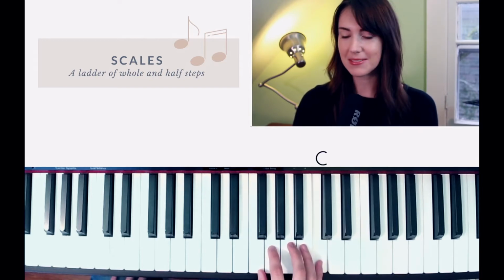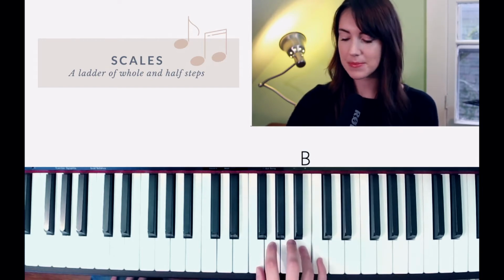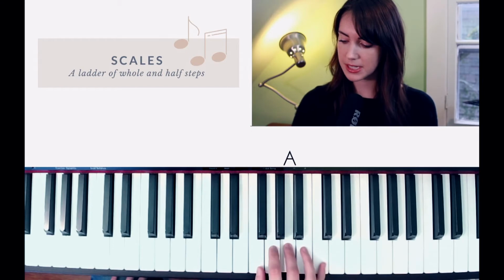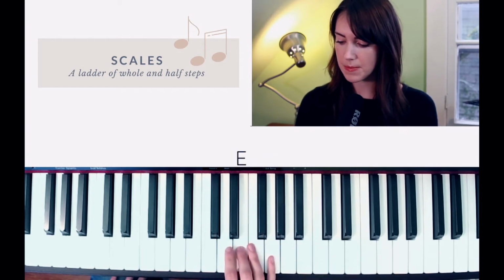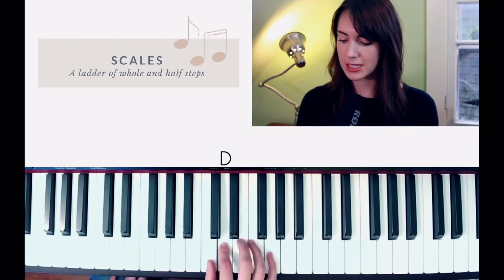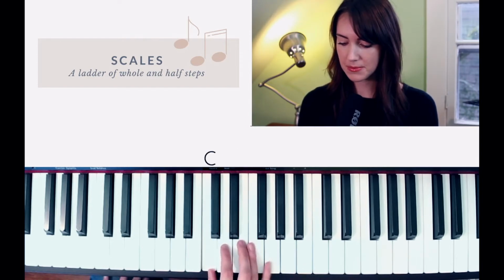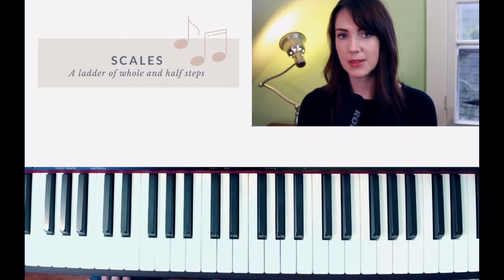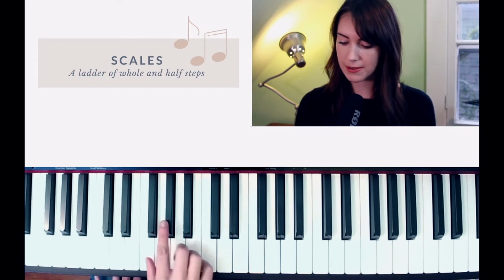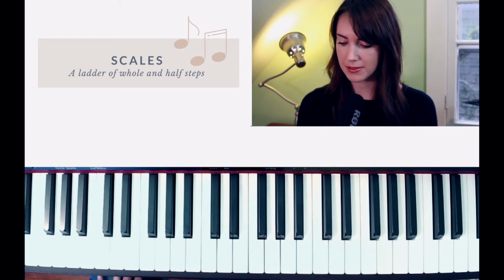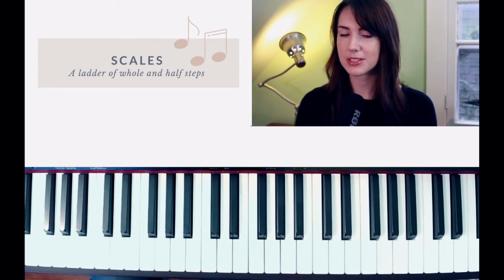So start from C, come down a half step, down a whole step, down a whole step, down a whole step, down a half step, down a whole step, down a whole step. You can use this formula to create any major scale. So this can apply from starting from any note on the piano, and it'll create the same major scale.